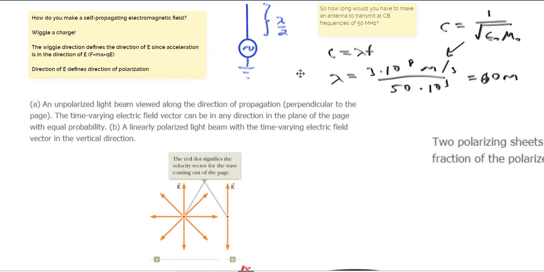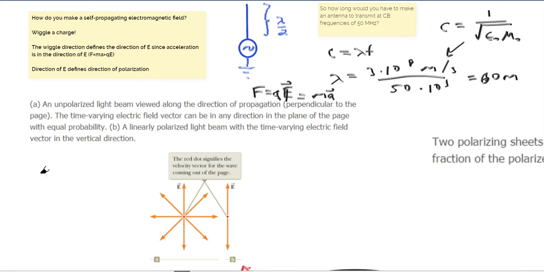The reason I bring up how you make an electromagnetic wave is that if we wiggle this charge, say up and down in the y direction on this wire, then the electric field has to be in that direction. Why is that? Because I know that F is equal to Q times E, and I know that the force is equal to mass times acceleration. Sorry, this is hard to read. That means that this acceleration vector and the electric field vector are in the same direction.